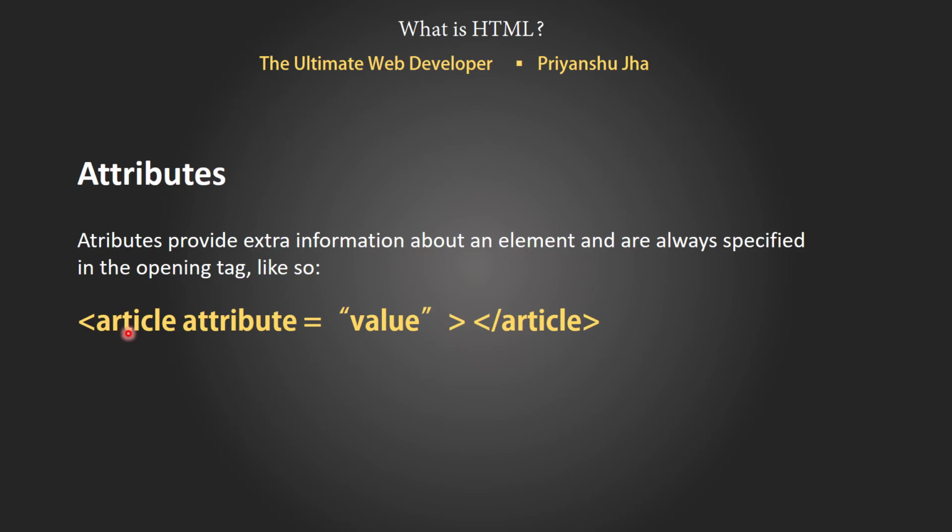Like here I have given you a value: article attribute is equal to, and we put the value inside the quotation marks, and here we will close it with the closing tag. So for the article attribute, the attribute can be anything like length or width, and the value can be anything like 10 or 20. It will be in pixels or anything that you use in your web page or website. So attributes can give a little bit of extra information about the element.